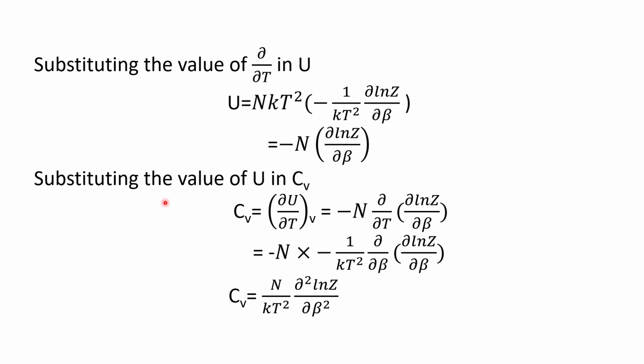Now, substituting the value of U in the equation of Cv, we get Cv = −n ∂/∂T of ∂ln Z/∂β. Now, substituting the value of ∂/∂T as −1/kT² ∂/∂β, we get −n into −1/kT² ∂/∂β into ∂ln Z/∂β. Now, Cv = nkT² ∂²ln Z/∂β².